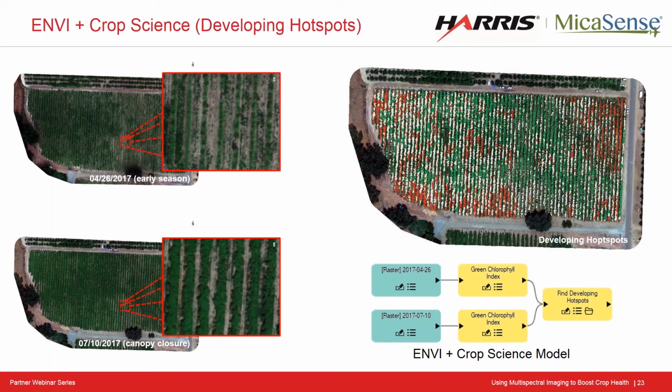And then on the right-hand side, we have the developing hotspot tool. So this takes in, once again, you can look at that model in the lower right-hand portion. You see that we have two raster images, early in the season, later in the season. We pass those through the green chlorophyll index, and then we put both of those results into the find developing hotspot tool. And so once again, the red regions are anything that's not producing at the same rate as the mean. So the mean line, you're expecting your whole field to green up at the same rate, and these red regions aren't greening up at that rate.